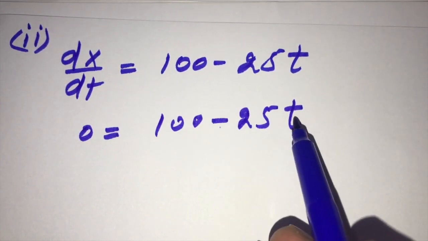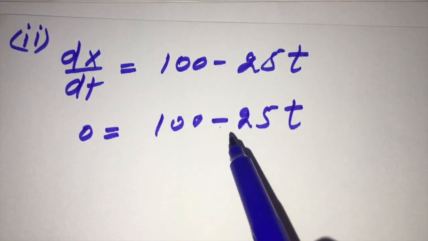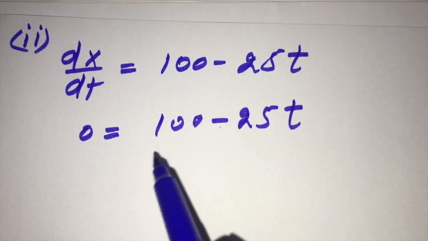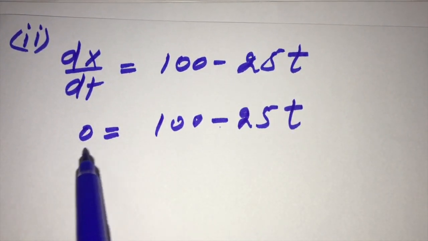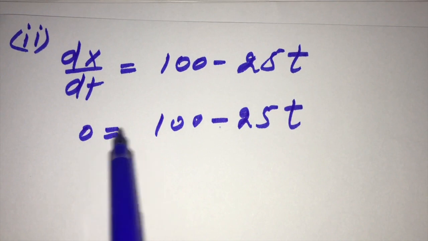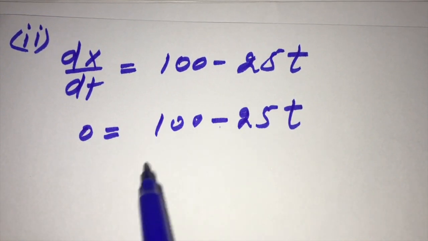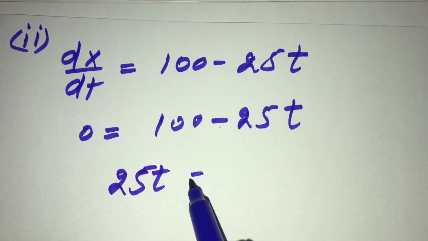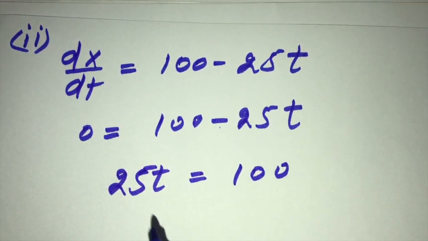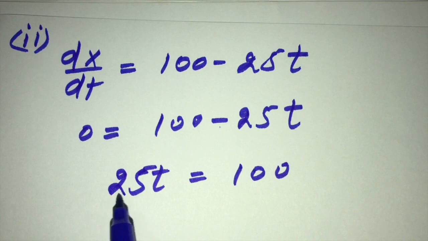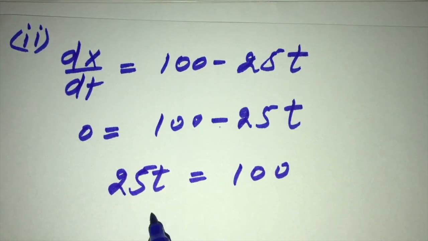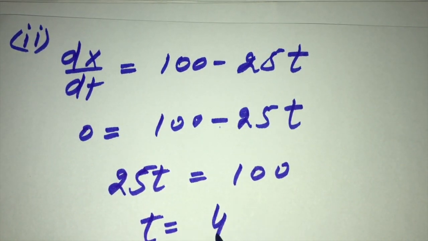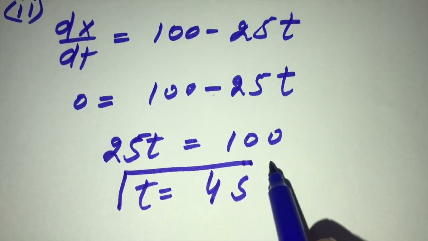Now take this term to the opposite side, or in mathematics we say that minus 100 on both sides. So our equation becomes 25t is equal to 100. Divided by 25 on both sides, we get t is equal to 4 seconds. This is our answer.